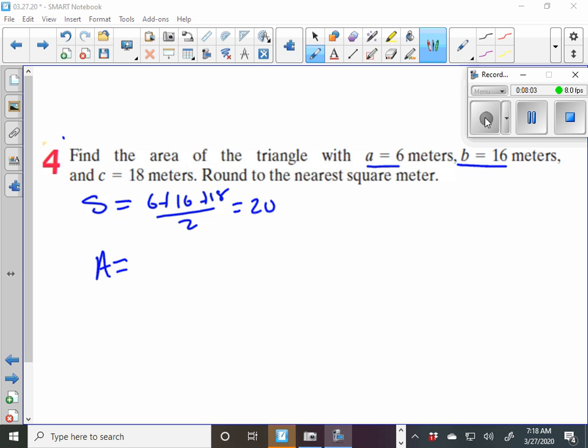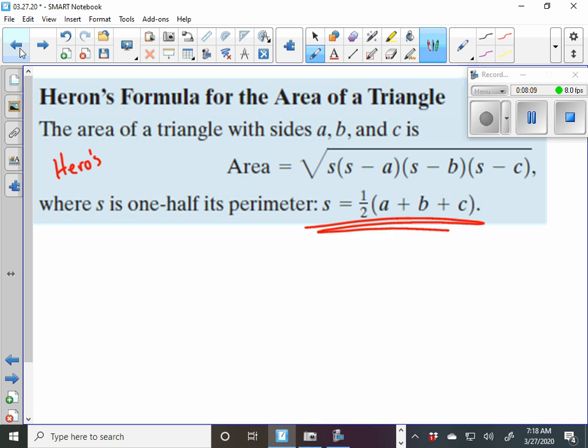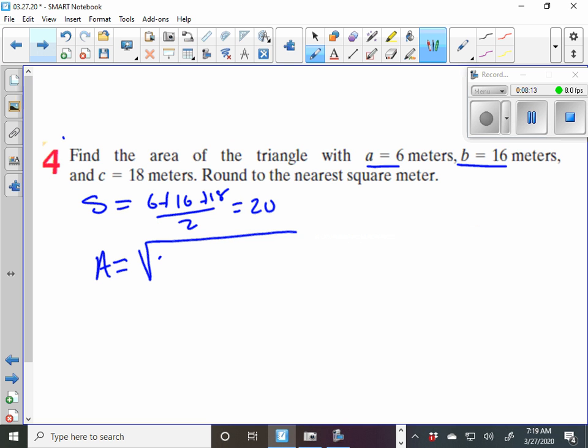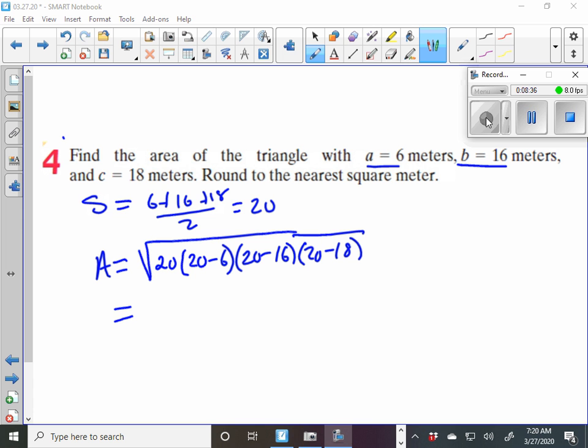Now we can just simply plug this into a calculator. And again, the nice part is it's a calculator problem. It's the square root of, and remember, it was s times s minus a, so don't forget that: 20 times 20 minus 6 times 20 minus 16 times 20 minus 18. You can plug that directly into a calculator, or you can simplify it if you want. Rounded to the nearest square meter, it was 47.3, which is just simply going to be about 47 meters squared. All right.